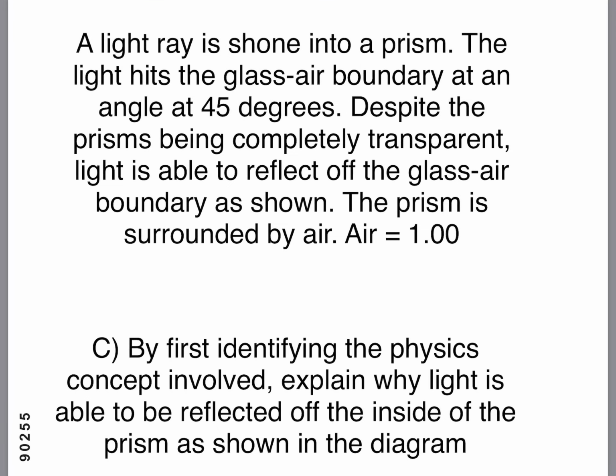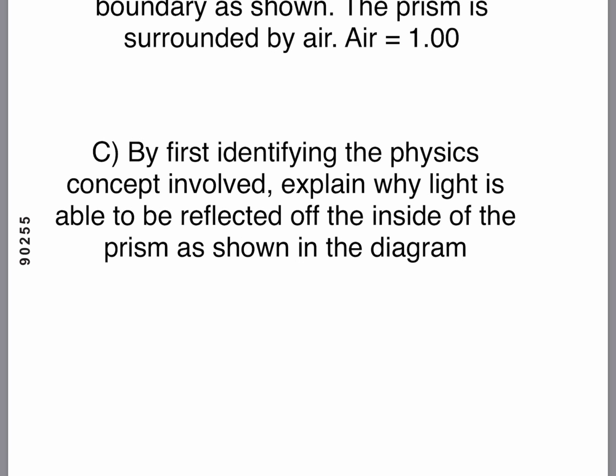Alright, so a light ray is shone into a prism. The light hits the glass-air boundary at an angle of 45 degrees. Despite the prism being completely transparent, light is able to reflect off the glass-air boundary as shown. The prism is surrounded by air. Air has a refractive index of 1. By first identifying the physics concept involved, explain why light is able to be reflected off the inside of the prism as shown in the diagram.